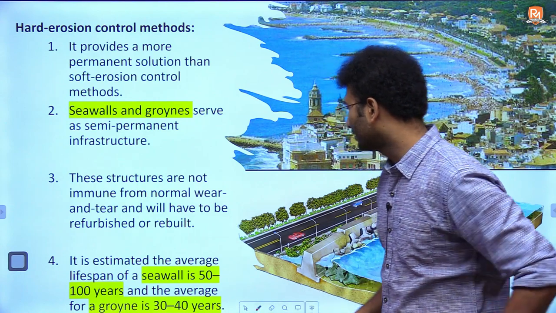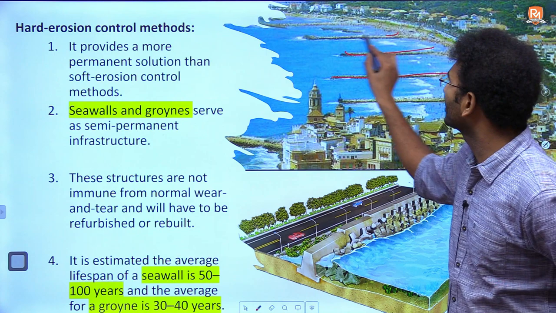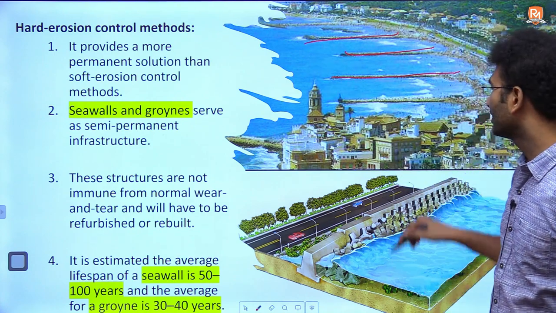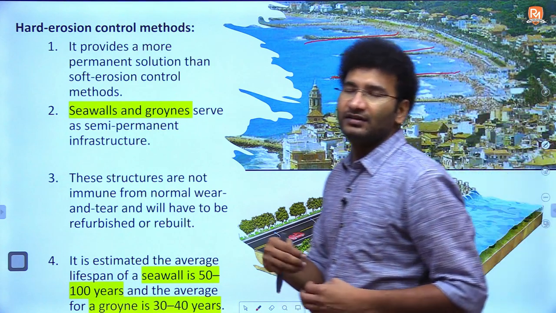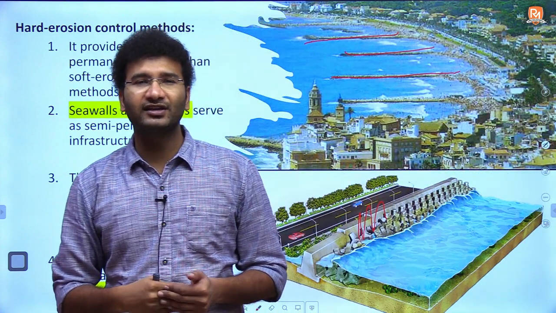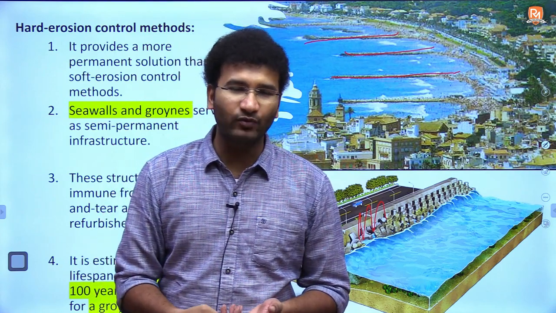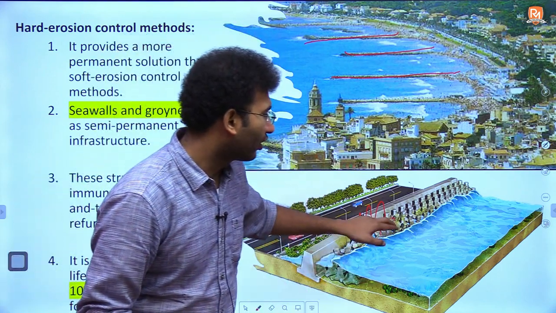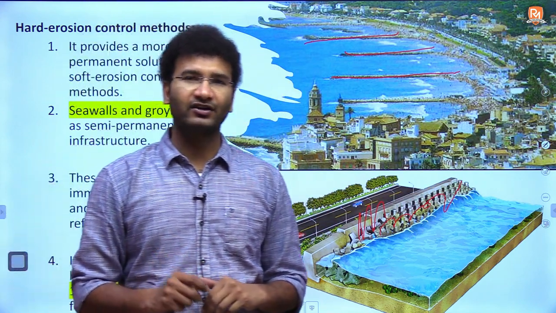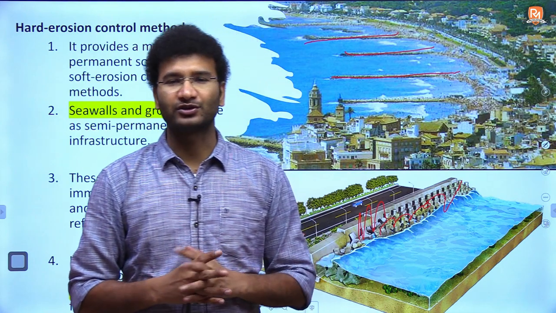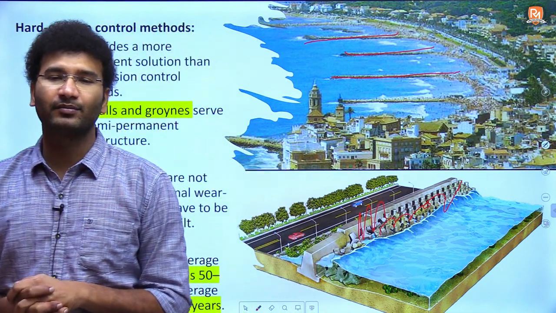Groins are nothing but a series of structures put into the ocean. Similarly, seawalls are nothing but if you construct a wall next to the sea, that is your seawall. But the lifespan of the seawall and the groins is not much. Usually, if you construct a seawall and along with it you also deposit the tetrapods, then it is considered to be the most effective method in stopping coastal erosion, right? Now, it more or less provides a permanent measure.